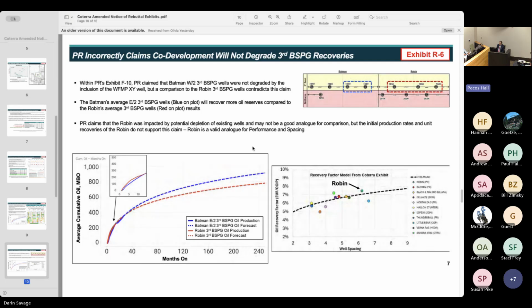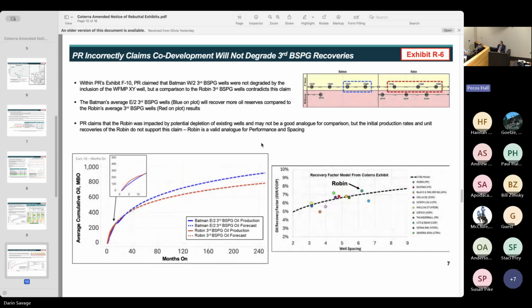If we look at the bottom right plot, we can see Coterra's oil recovery versus well spacing, and we've flagged where the Robin is on that plot. So oil recovery factor, again, is the well's EUR divided by the oil in place. If a well observes depletion, then those are reserves removed out of the system, and thus the EUR that well would potentially have would be less.